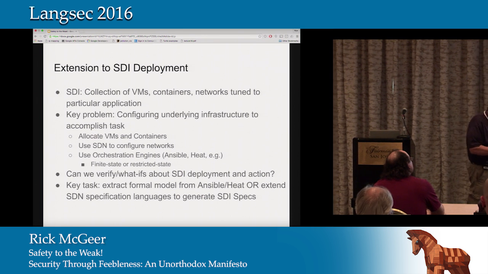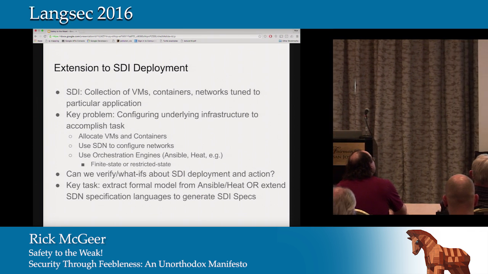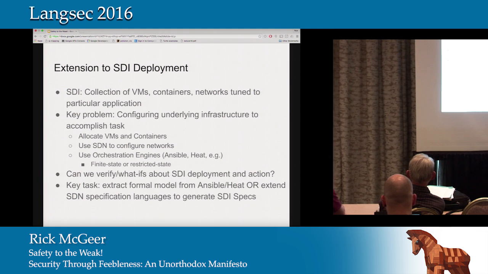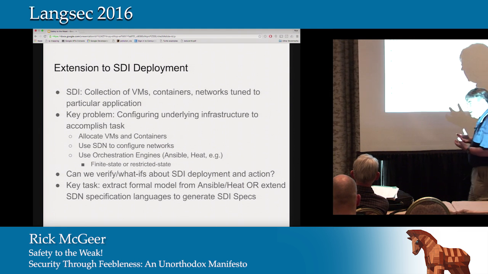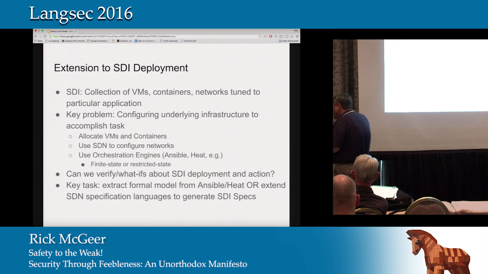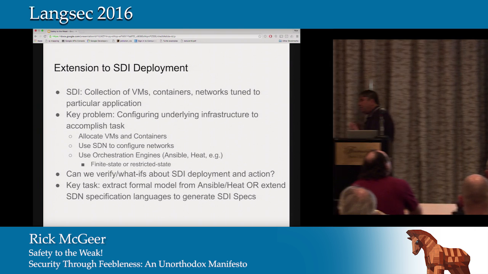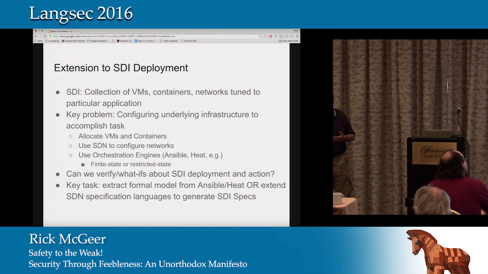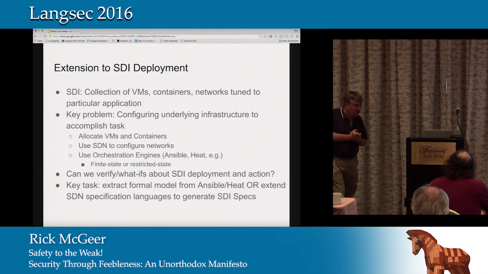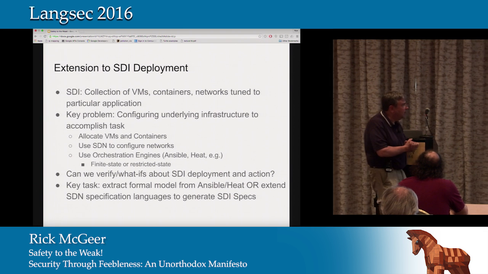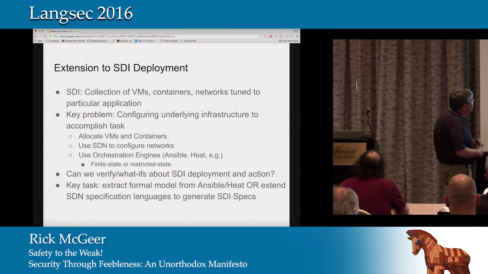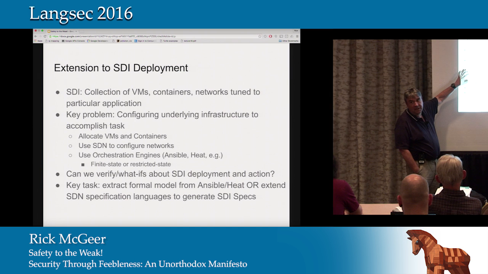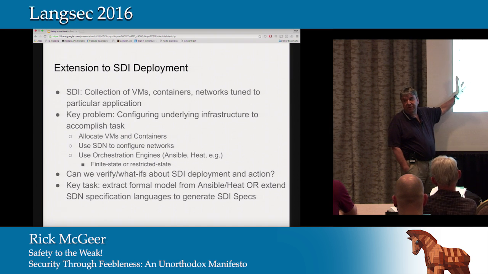All right, I've been going from SDN. What software-defined infrastructure is, you go beyond defining the network, to defining the whole ecosystem: allocating containers, populating them with software, kicking them off to run various things, controlling the network between them, go Amazon, Genie, whatever, and make it happen, right? So the key problem is configuring the underlying infrastructure to do your application.